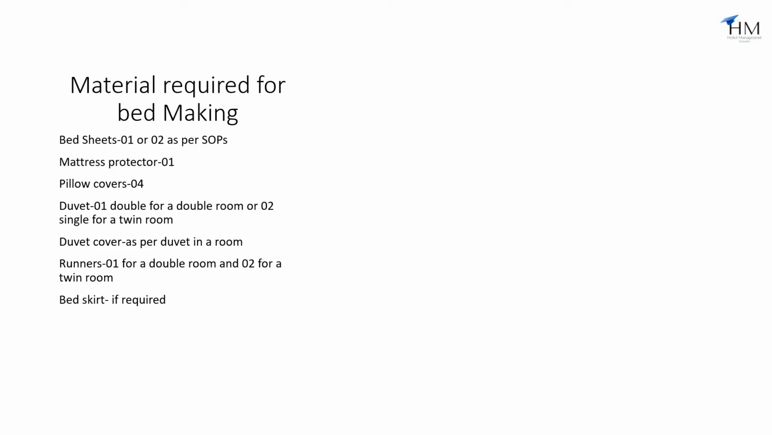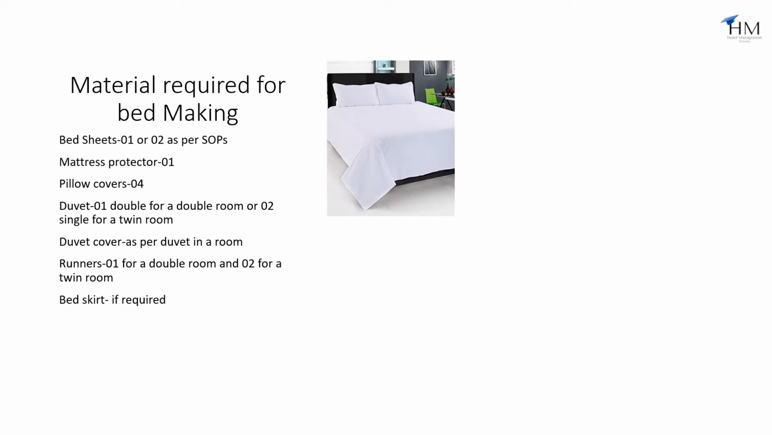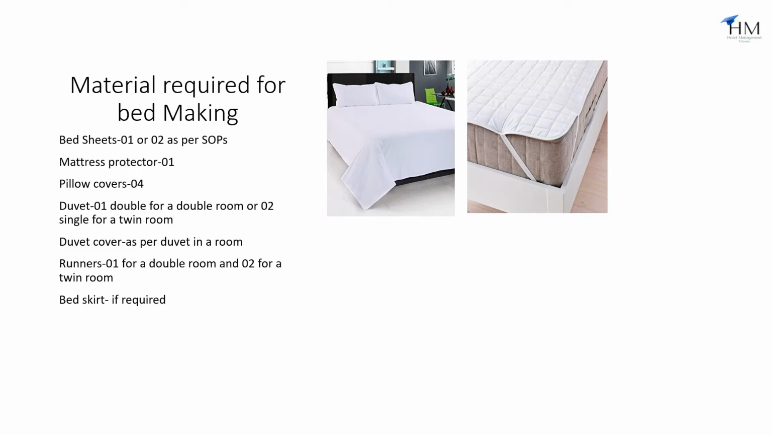So we will start with the material requirement for bed making. Number one is bed sheet. The requirement of bed sheet may be one or two. It depends upon the SOP provided by the organization. Number two is mattress protector. The requirement of mattress protector depends upon the type of room you are servicing. If you are servicing a double room, you need a double mattress protector, and if you are servicing a twin room, you require two single mattress protectors.